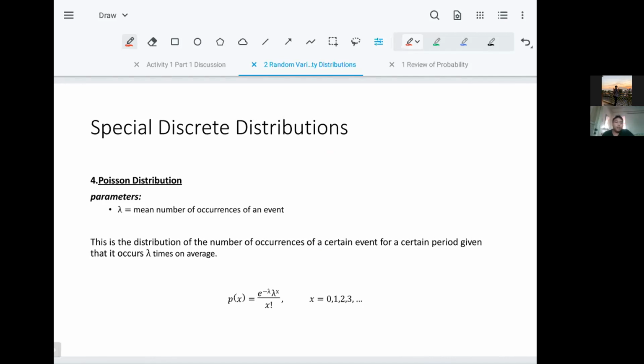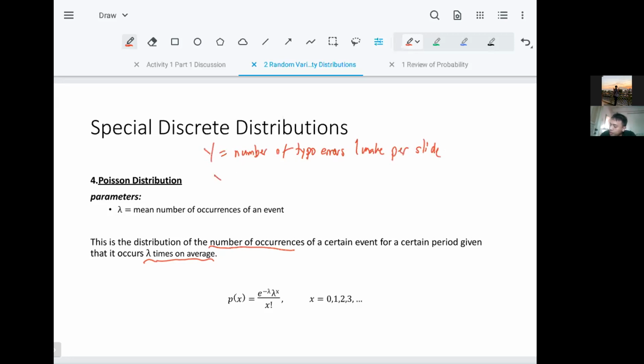Ano ba yung Poisson? So the Poisson distribution, it's the distribution of the number of occurrences. So trigger ka na agad dun, di ba? Number of occurrences of a certain event for a certain period given that it occurs lambda times on average. So it's the Greek letter lambda. Okay. So let's give another example na lang. Let y be the number of typographical errors I make per slide. Okay? So ako mismo, number of typo errors I make per slide.